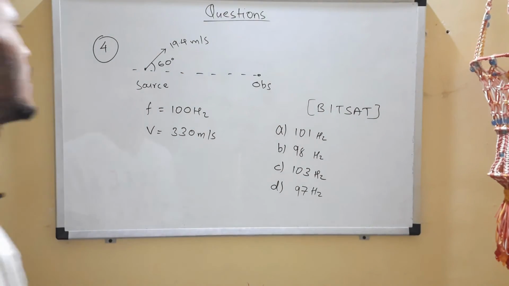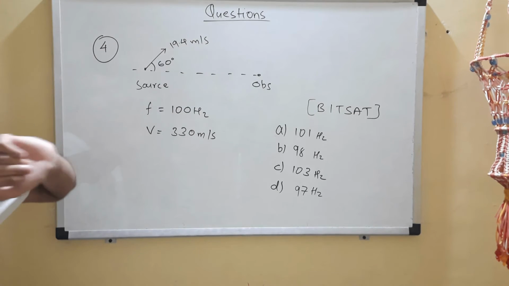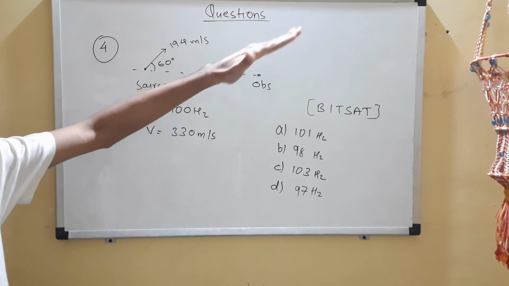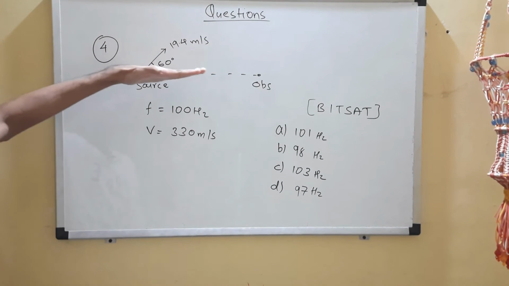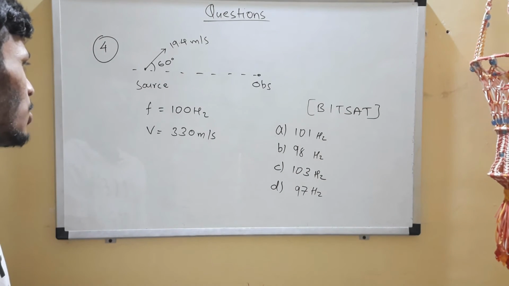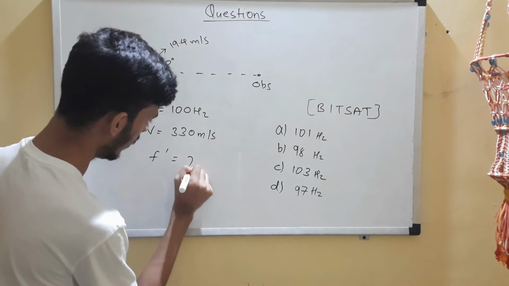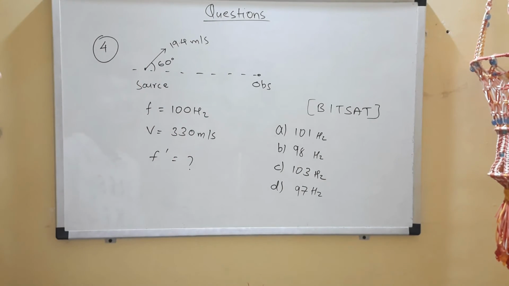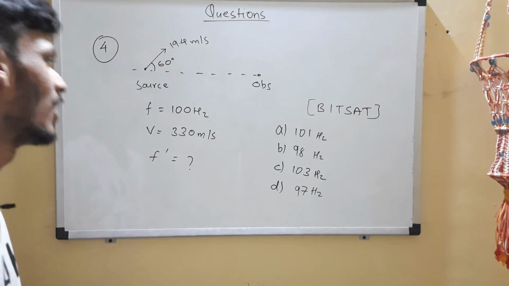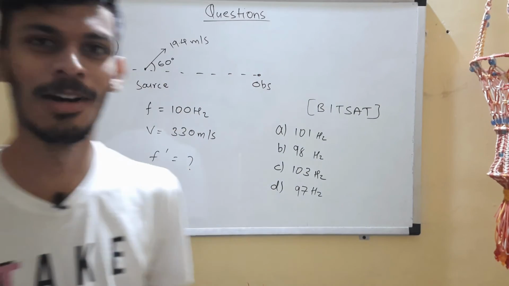So question 4 over here. In this question you can see that the source is moving with a velocity of 19.4 meters per second in this direction, making an angle of 60 degrees with respect to the observer line. You are supposed to find the apparent frequency, given that the original frequency is 100 hertz and the velocity of sound is 330 meters per second.